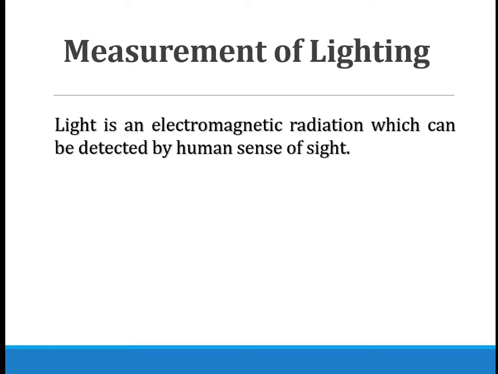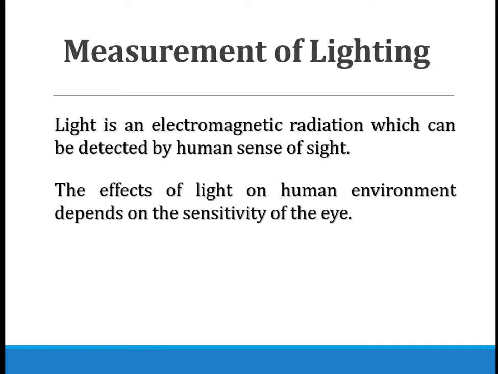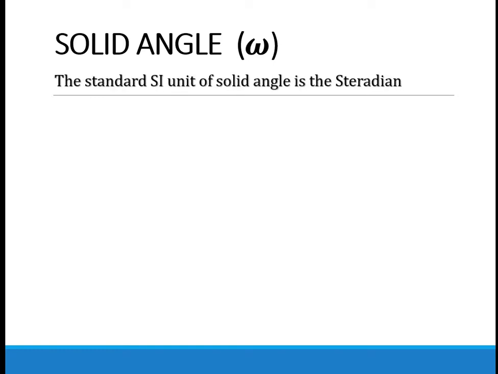Measurement of light. Light is an electromagnetic radiation which can be detected by the human sense of sight. The effect of light on the human environment depends on the sensitivity of the eye. Solid angle. Whenever we are measuring light, we need to know something about the solid angle. The solid angle has the SI unit of steradian.